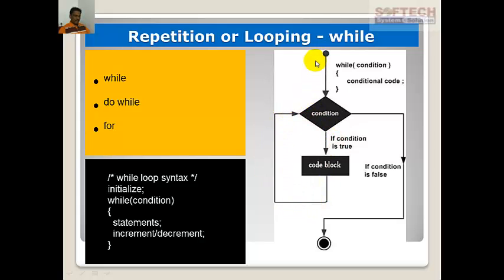This is the while statement. First, it checks the condition. If the condition is true, it executes the block. If the condition is false, it comes out. While the condition is true, it repeatedly executes this statement. When the condition is false, it comes out of the block.